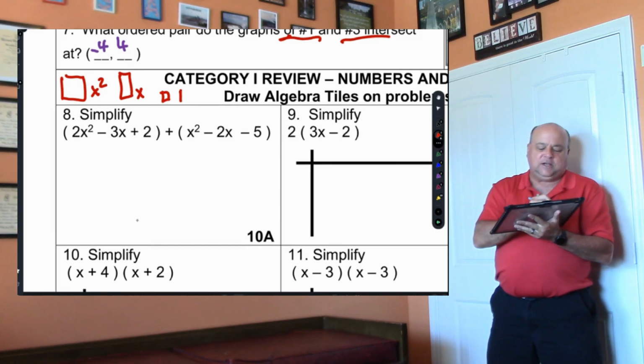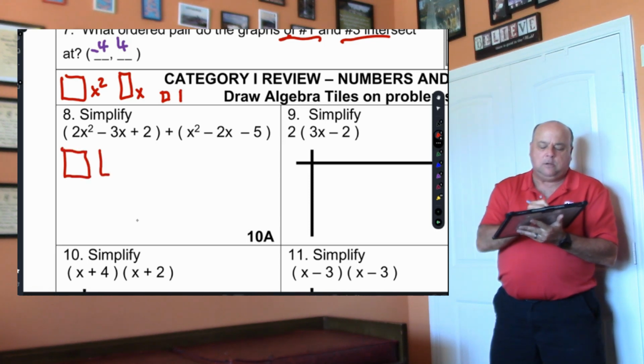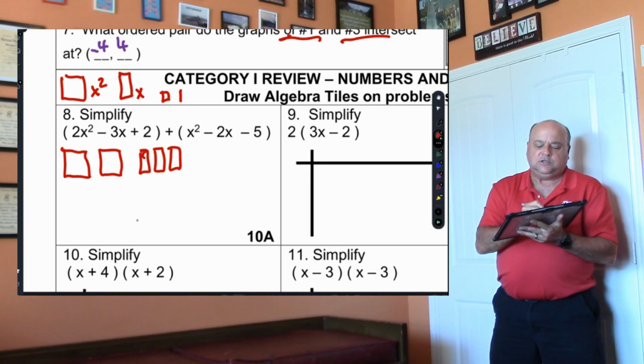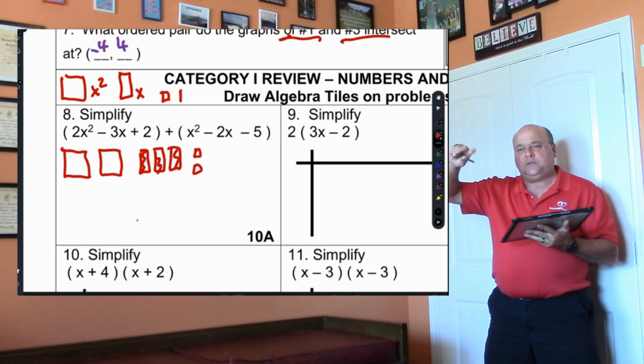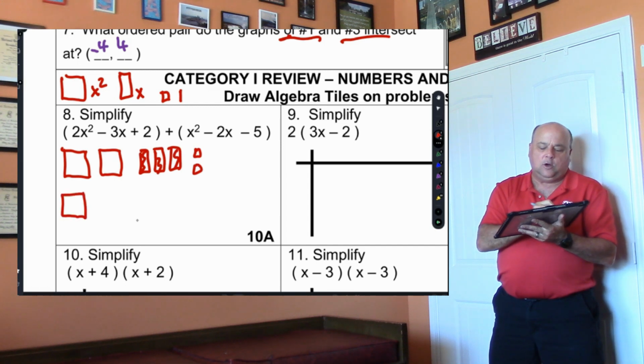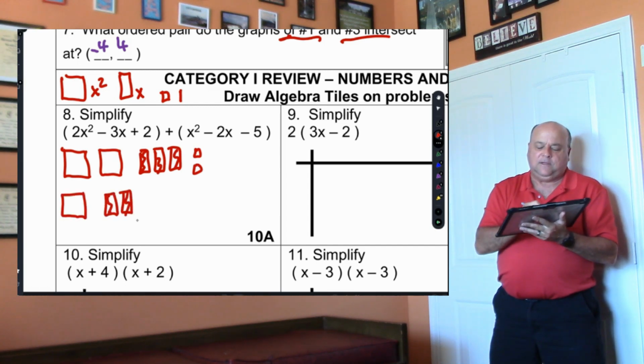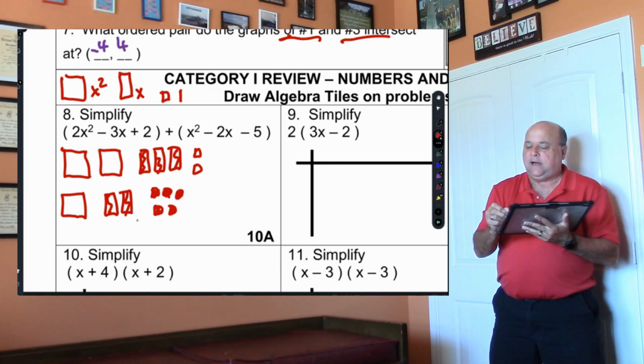Okay, so we have 2x squared. We're going to have 2 big squares. Then we have 3 shaded rectangles, and just squiggle them in, and then 2 open squares. Then I'm going to put the next unit below it. I got 1 open square, 2 shaded rectangles, and then 5 shaded squares. Notice this does not have to be perfectly accurate, does it?